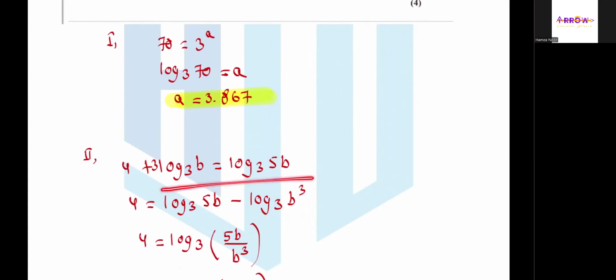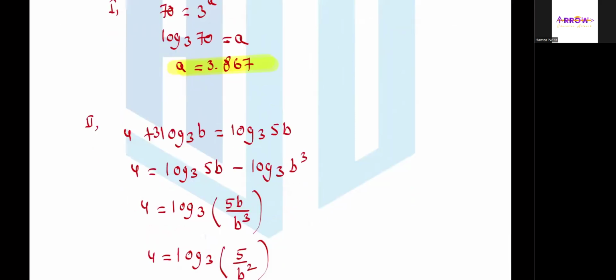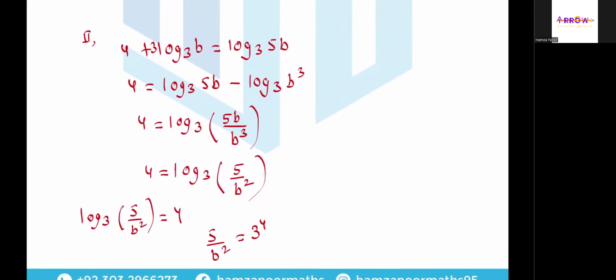Now I can use the quotient law of logarithms, because we have a subtraction sign. So the argument can be written as a quotient of the two terms. So 4 is equal to log with base 3 argument 5b divided by b cube, which simplifies to 5 upon b square. So 4 is equal to log with base 3 argument 5 divided by b square. For the sake of formality, I rearrange the equation in a basic logarithmic form, and then we convert this into the basic index form.